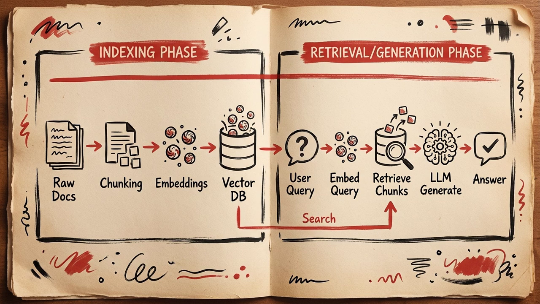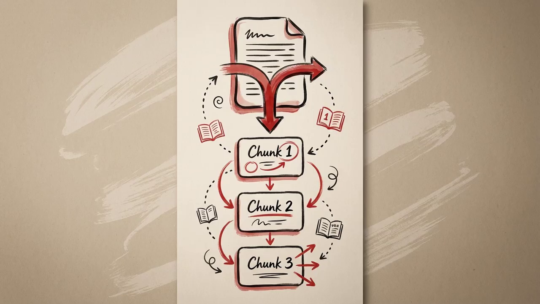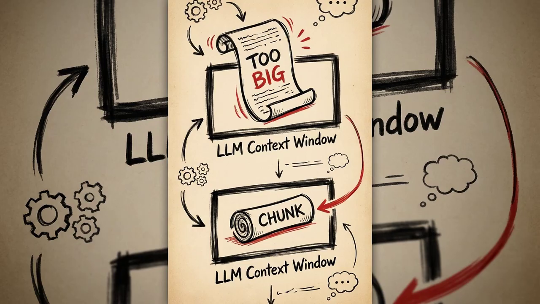It's a precise pipeline. Chunking is the process of breaking down large documents into smaller, more digestible pieces or chunks. Think of it like chapters in a book. Why do this? LLMs have a limited context window. They can only process so much text at once. Chunks fit within this window, making retrieval efficient.